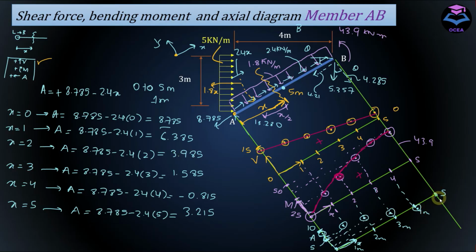And at x equals 5, it is equal to 3.215. This value should be negative. And 3.25 should be somewhere here. In this equation, the highest power of x is equal to 1, which means that this equation represents a straight line. And if we draw through these points, this should be a straight line.